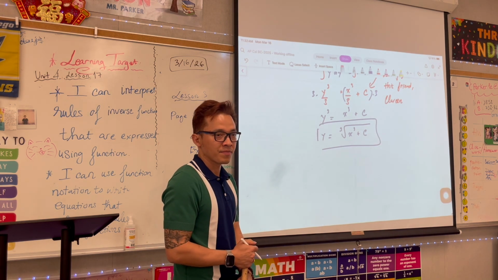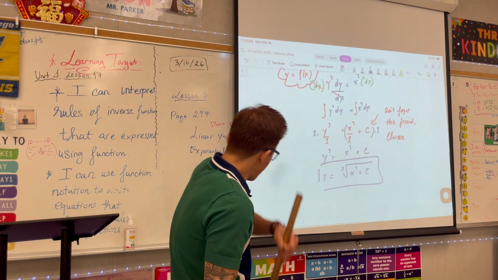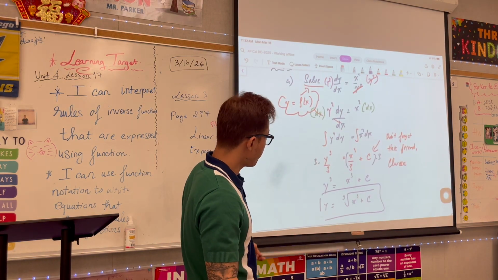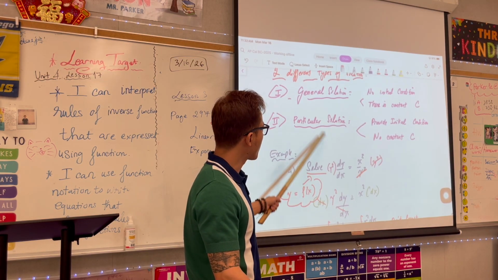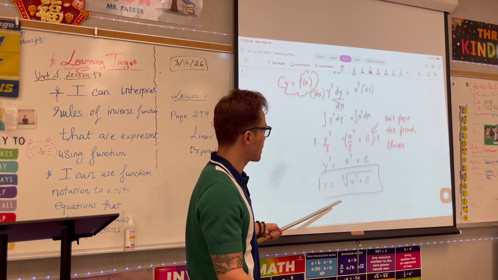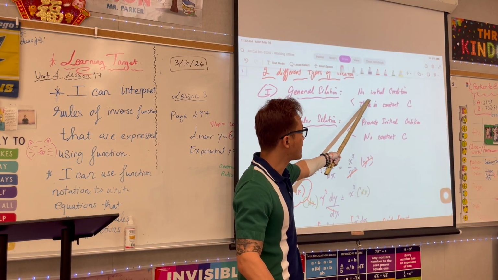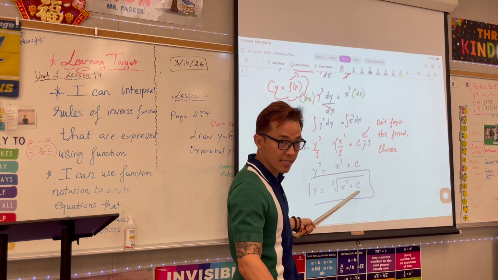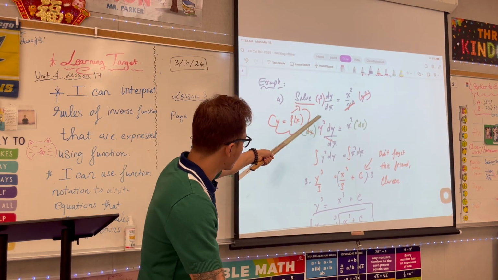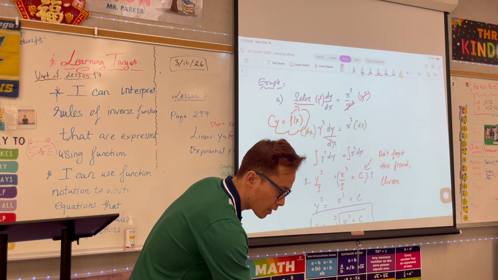Easy? For now? That's not bad, but it was also a very basic one. Is this a general solution or a particular solution? General, because you don't know anything about the initial condition, right? And that's why you must have a C. Now I'm going to use the same question, but I'm going to ask you to find the particular solution.